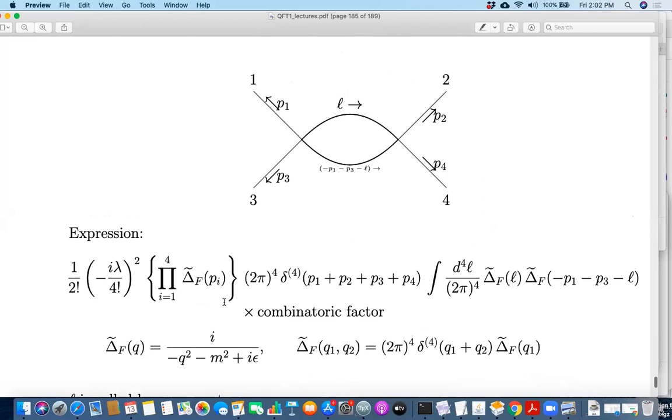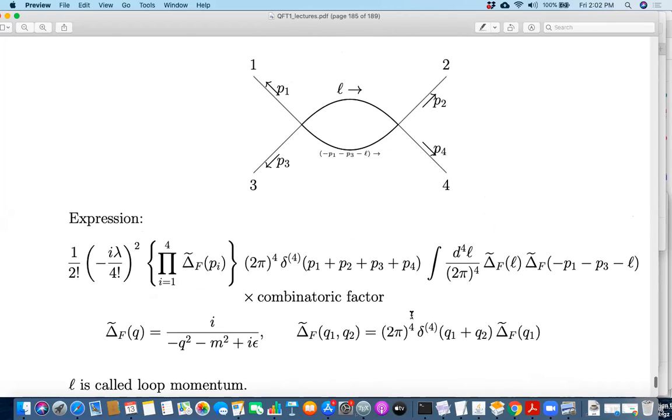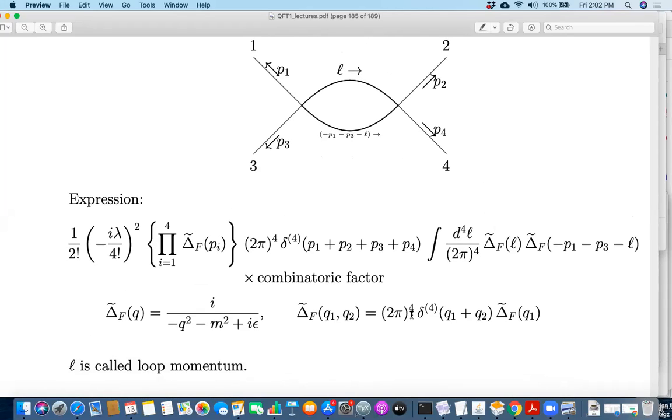Is this expression clear? So this gives you a specific order lambda squared contribution to the same amplitude G tilde of P1, P2, P3, P4. You have 4 external points, but this is a second order contribution. And this is of course not the only second order contribution. There are other Feynman diagrams which contribute, but this is one of them.